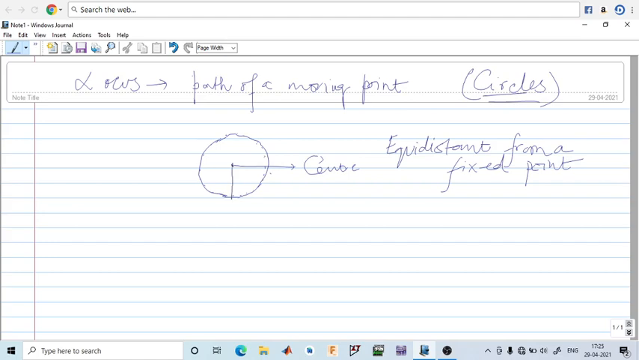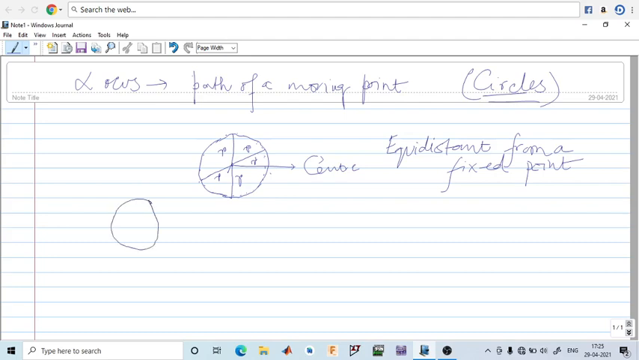And the distance from a point on the circle to the center is the radius of the circle. You have heard the term radius from the very beginning of your small classes. So today I am going to start with how to build the equation of a circle.